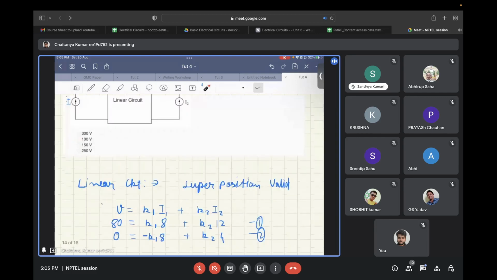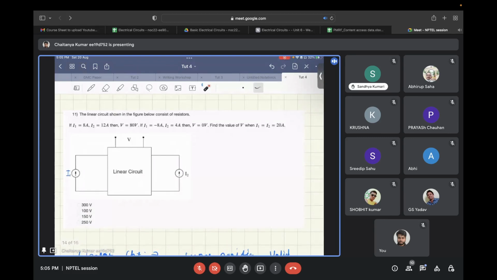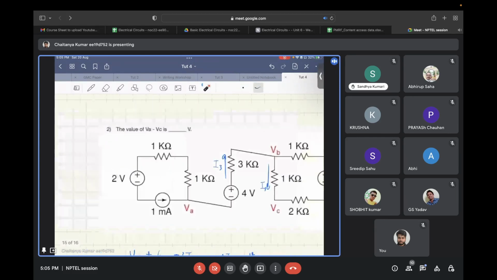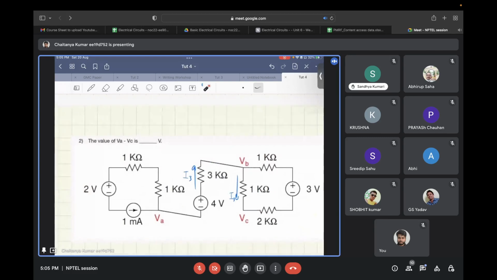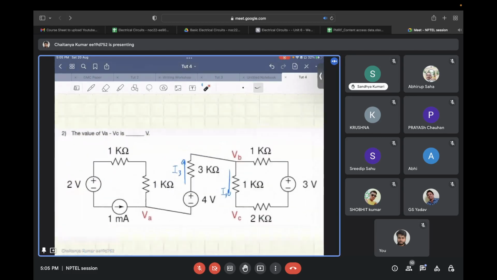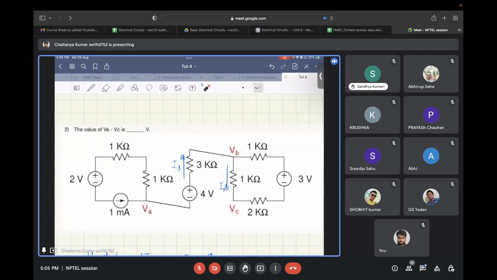Okay, so these were the questions of the current assignment that you needed to submit by 17th of August. And now let's look at one more question that is pertaining to this week, and then we will conclude the session. Here there is a network in the question, and what you need to do is find the voltage difference between the node VA and the node VC. Please try it out.